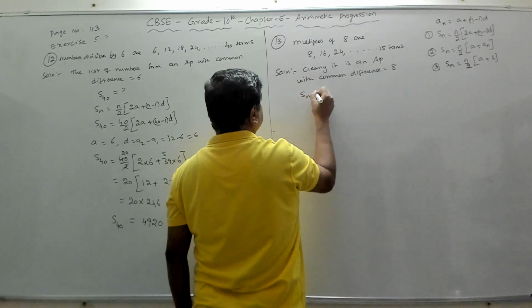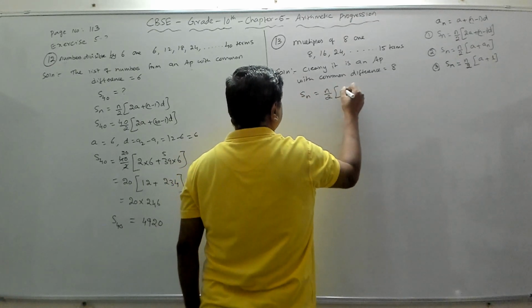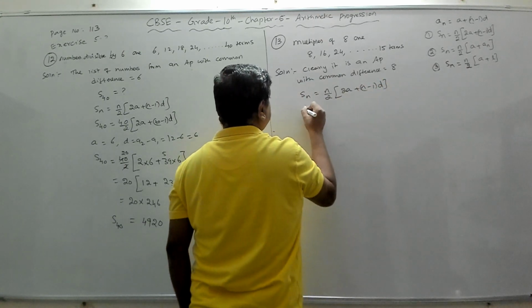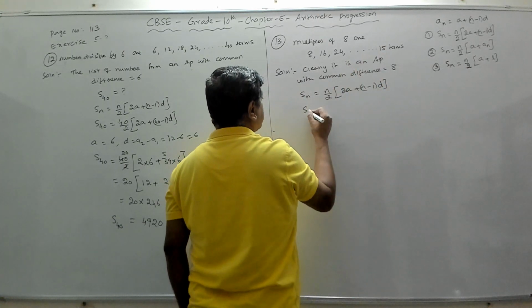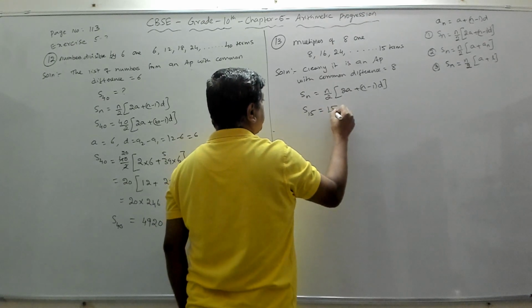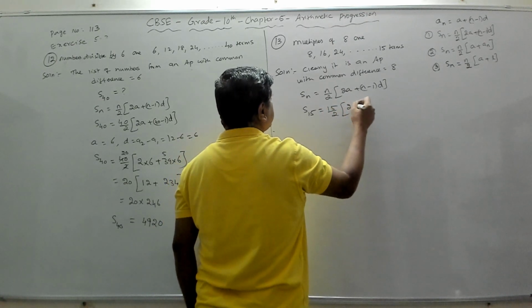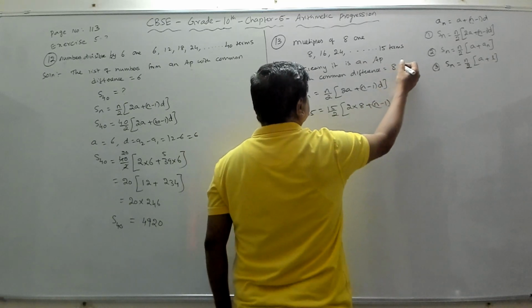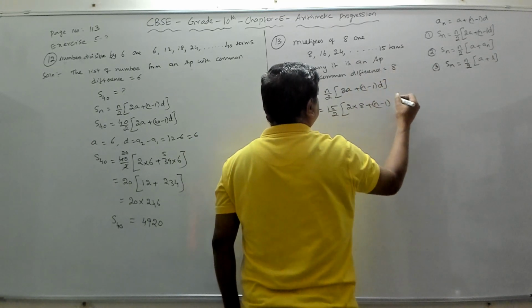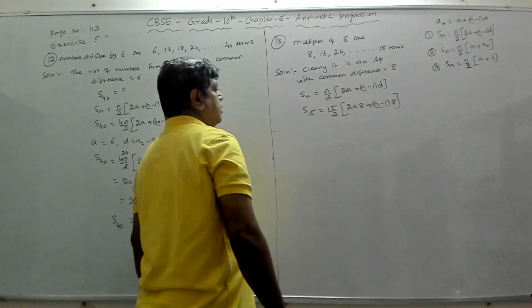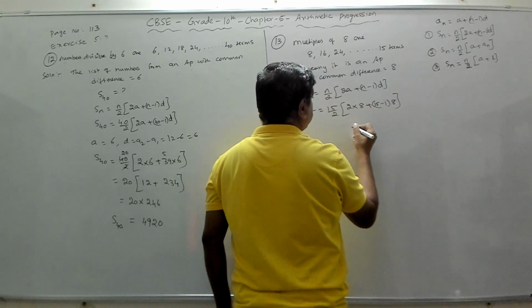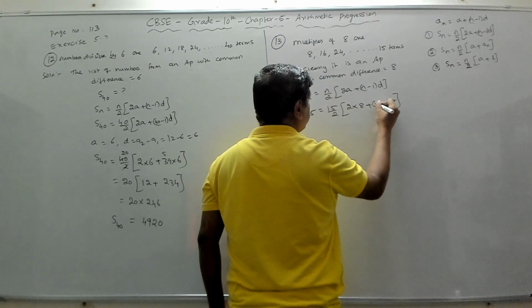So let's write Sn. Sn is n by 2 into 2a plus n minus 1 into d. That is the formula. We have to find the sum of first 15 terms. So S15 is 15 by 2 into 2a, where a is the first term, which is 8, plus n minus 1 into d. The common difference d is 8. Sorry, n is 15, I have to put here. 15 minus 1 into 8.